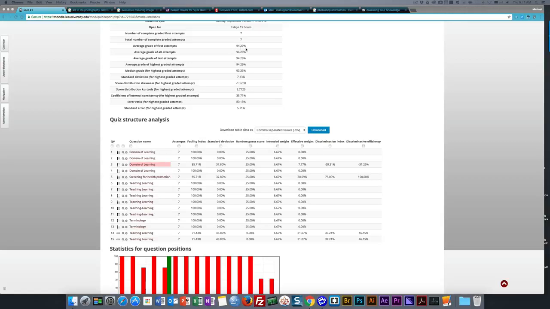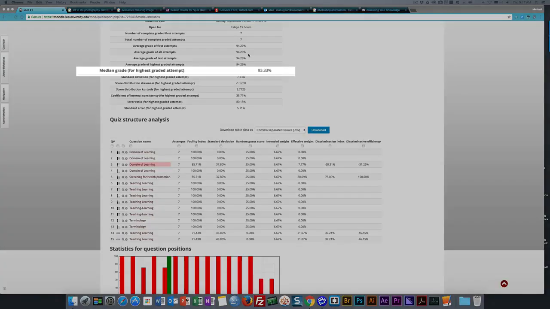Again, keep in mind there are only 7 students in this class. The less data you have, the less reliable at times. The average grade for all attempts, of course, would be the same number. So let's look at the median grade. Your median grade for the highest is 93.